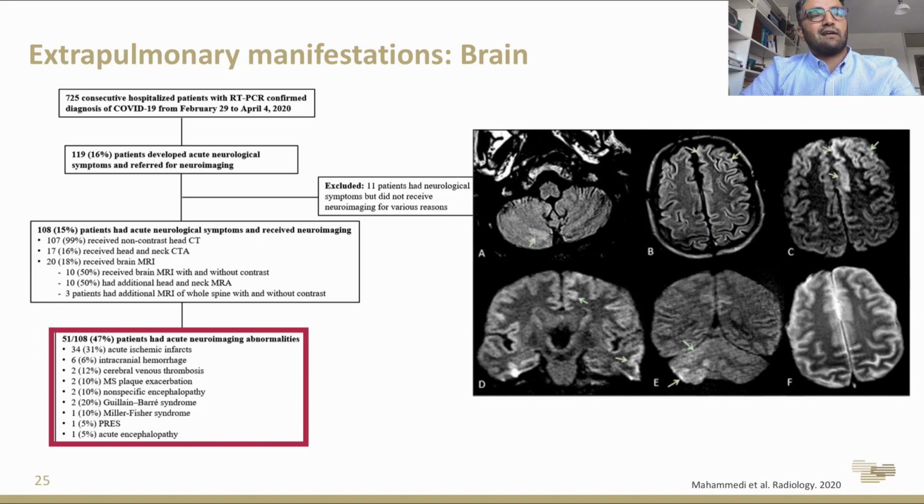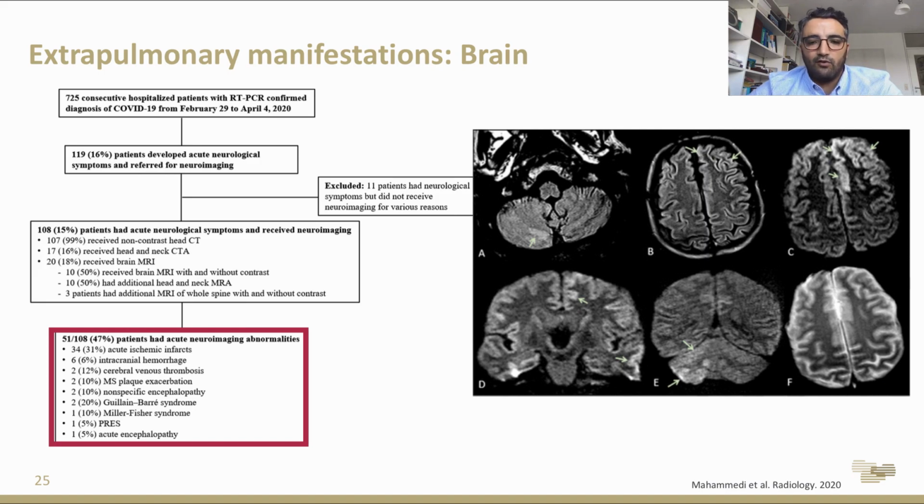I showed you the life cycle of the virus, and it has an entering point using the ACE2 enzymes on the cell membrane, and I'm showing you now a couple of interesting publications. This one is published in Radiology, and it's showing 47% of the patients had an abnormality in their acute neuroimaging. So it is relevant. Actually, some changes are happening in the brain.